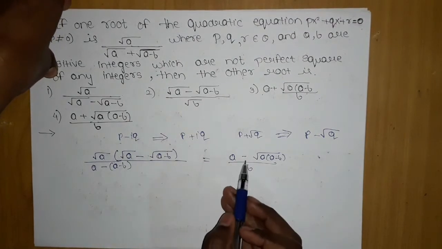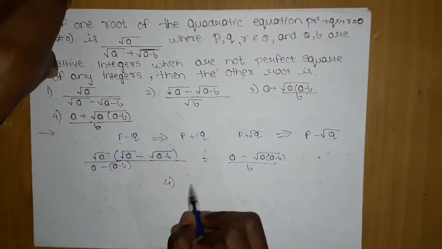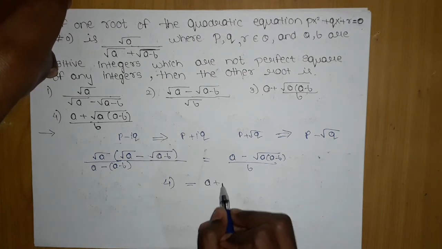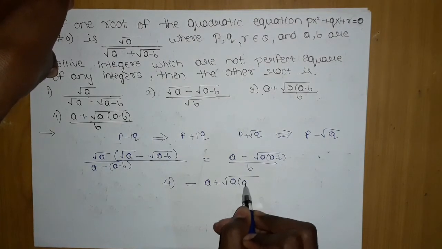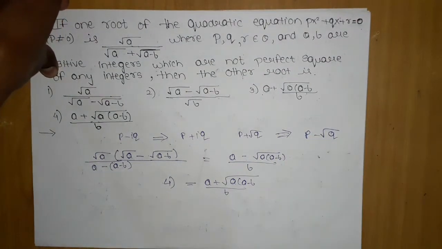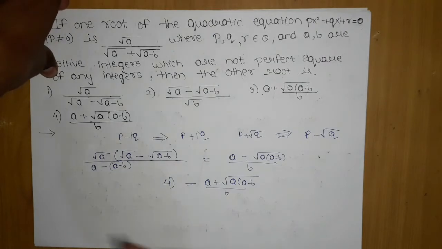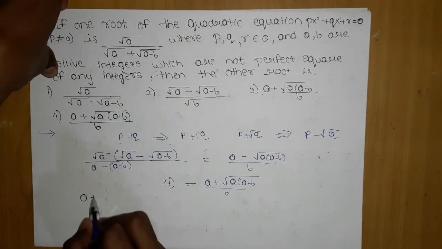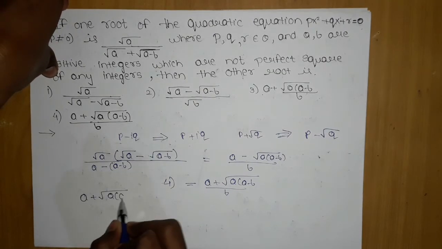So is there any option? Yes, the fourth is the answer, which says the root is a plus under root a into a minus b upon b. So I got the fourth as an option. Now let me check by rationalizing it further whether it can exist in another form or not. Now let me rationalize it further. It will be a into a minus b upon b.